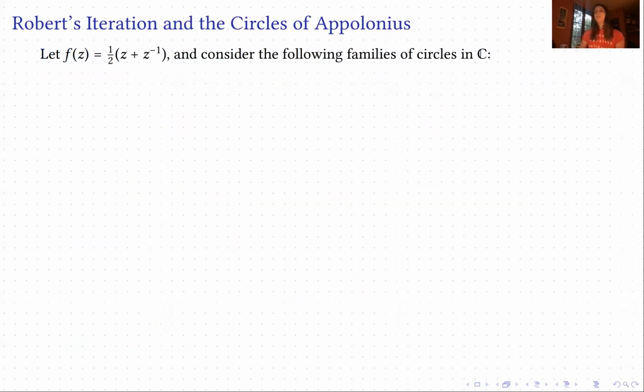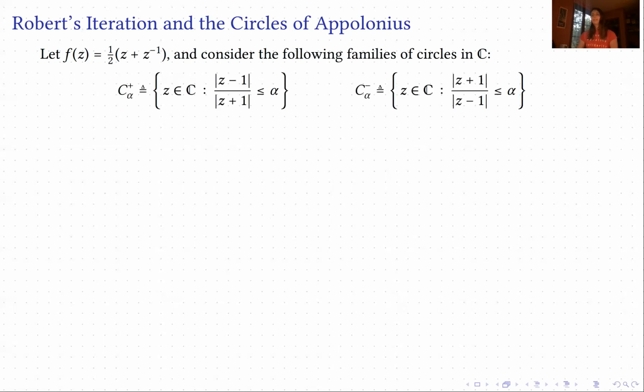So with my remaining time, I want to sketch the key idea from our proof of this convergence. Let's write f of z for the function that we're going to repeatedly apply to our matrix in the Roberts iteration. And let's study a particular set of circles in the complex plane. Since antiquity, it's been known that the set of points in the plane with a fixed ratio of distances to two focal points forms a circle. This is due to the geometer Apollonius of Perga.